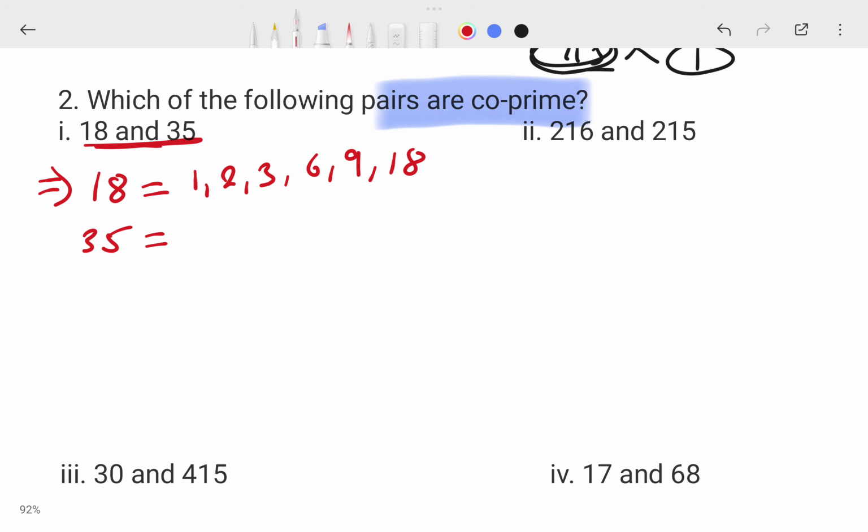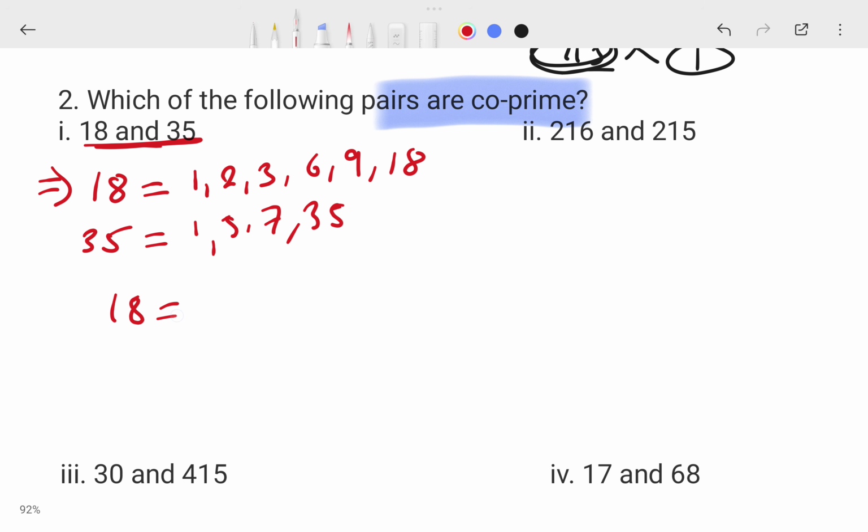How can you write the factors of 35? Simply, it is divisible by 1, it is divisible by 5, it is divisible by 7, and is it divisible by any other number? Is it divisible by 8, 9, 10, 11, 12, 13, 14, 15? No. After that, it is divisible by 35 only. Last is 35.